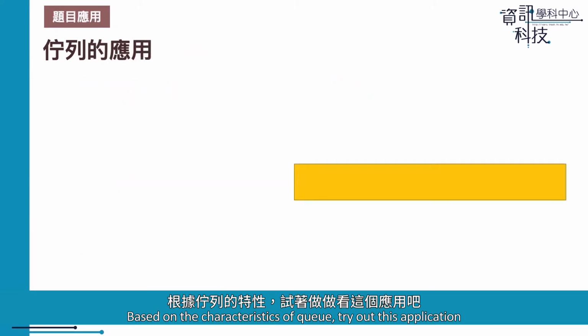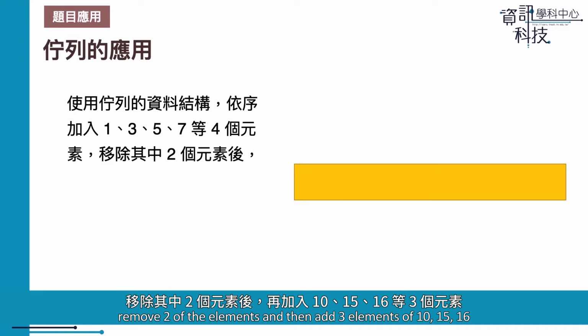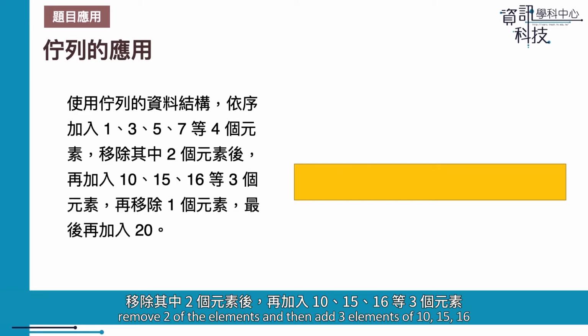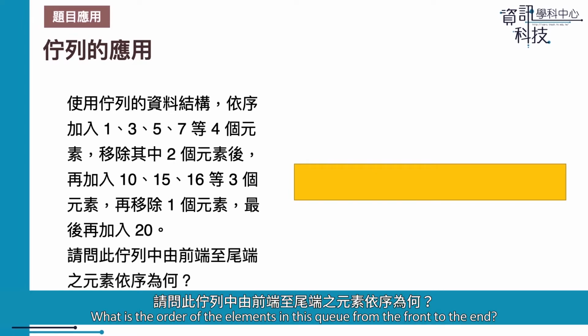Applications of queue. Based on the characteristics of queue, try out this application. Use the queue data structure. Add the 4 elements of 1, 3, 5, 7 in order. Remove 2 of the elements, and then add 3 elements of 10, 15, 16. Then remove 1 element, and finally add 20. What is the order of the elements in this queue from the front to the end?